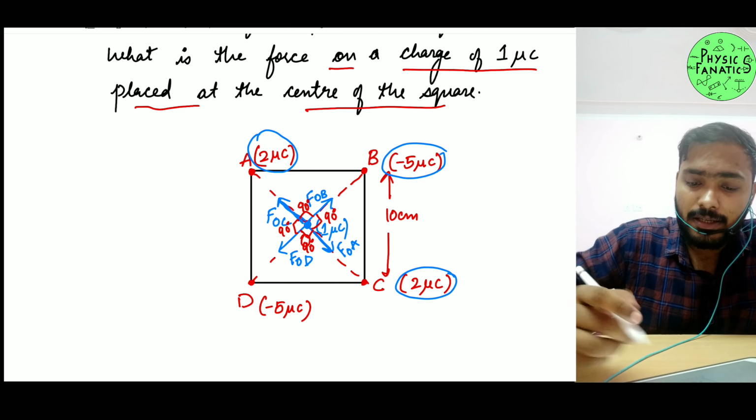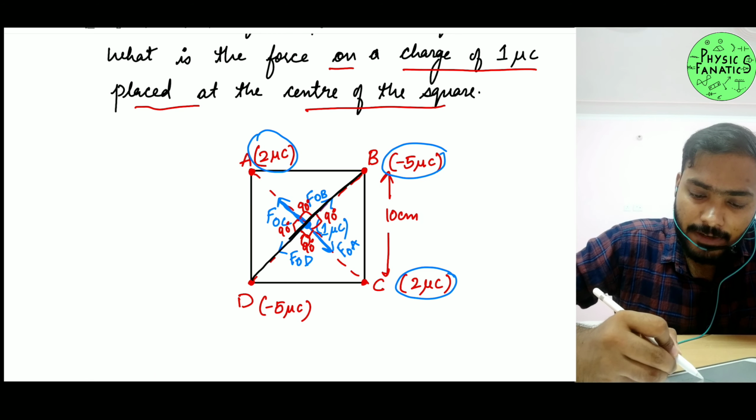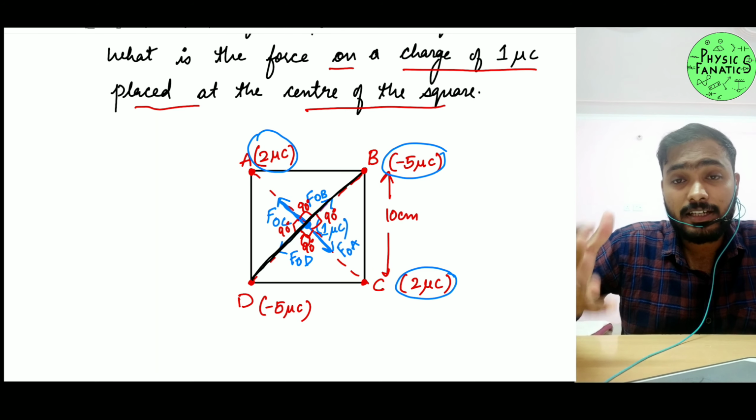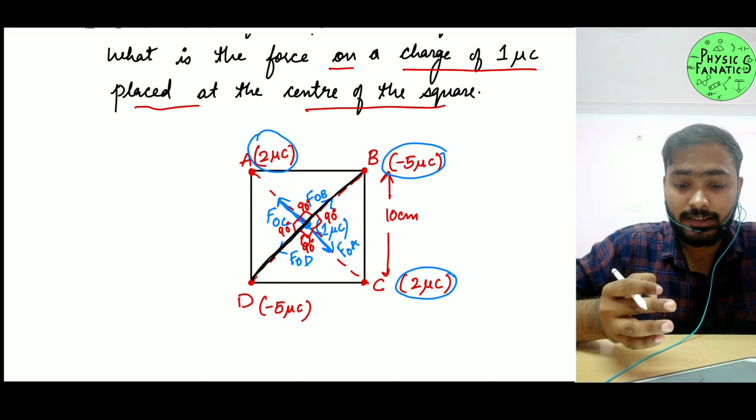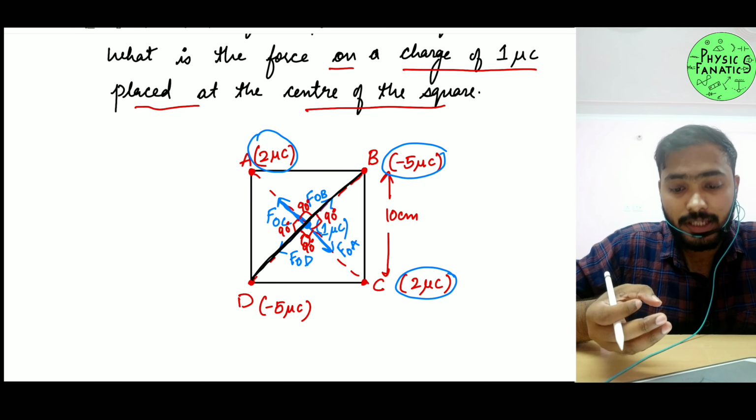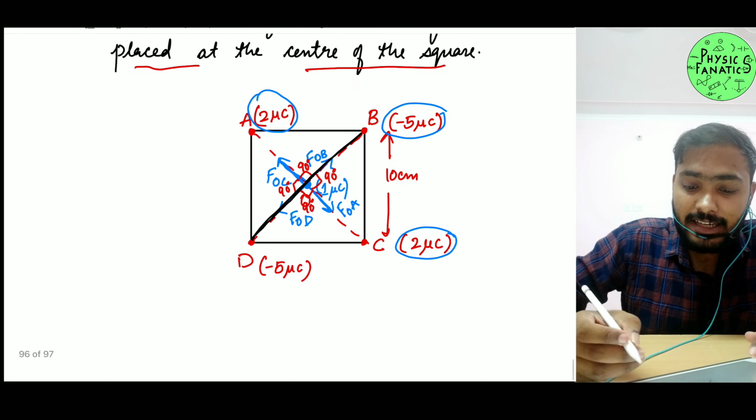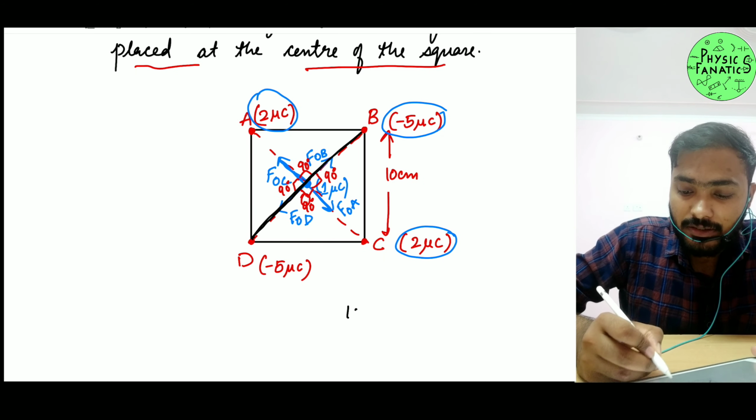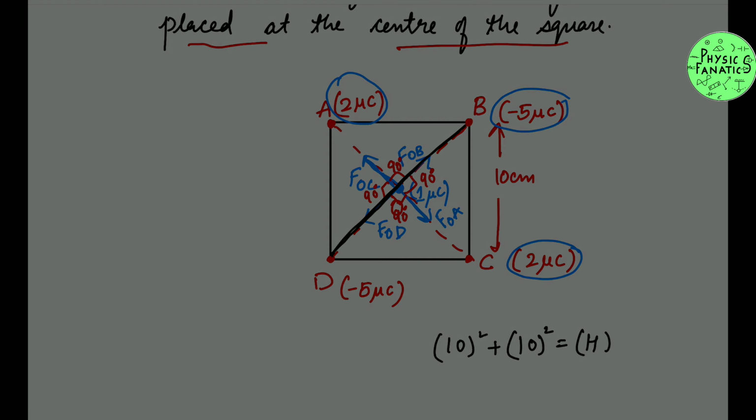See, basically I can find this value. Can I find the value of the diagonal? And I can find the value of the diagonal. By symmetry, I can say the half of the diagonal will be my OD, OB, OA and OC. So for the diagonal, I can do the Pythagoras theorem: 10 square plus 10 square is equal to my hypotenuse square.